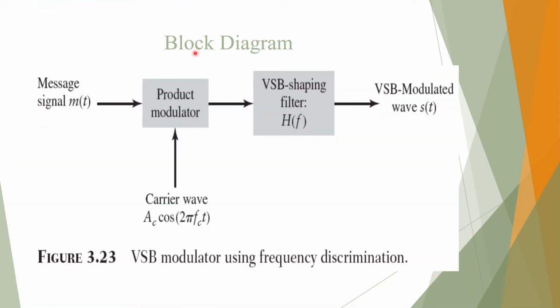Let us now see the block diagram required for vestigial sideband modulation. The first input is the message signal m(t), and the second input is the carrier wave signal, which is Vc cos 2 pi fct. Both are inputs to the product modulator. The result of the product modulator is the DSB-SC modulated wave. This wave is passed into the VSB shaping filter, or the bandpass filter H(f). The output is the VSB modulated wave s(t), which is our required output.